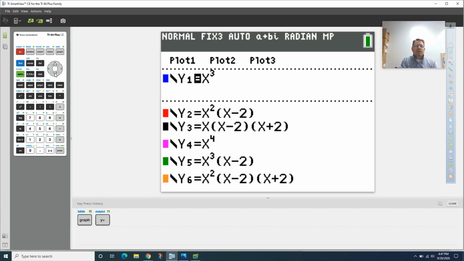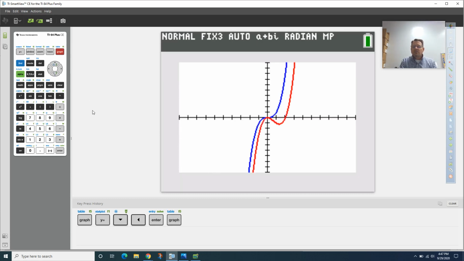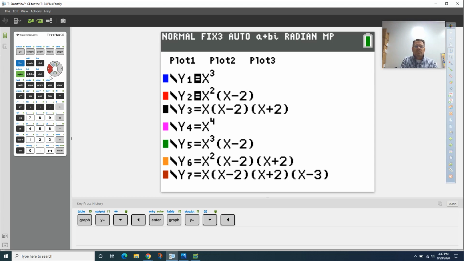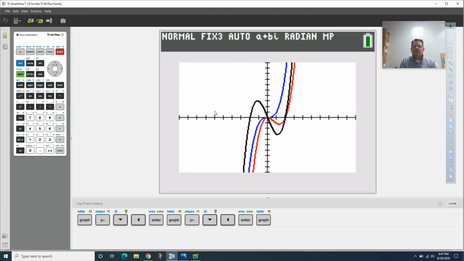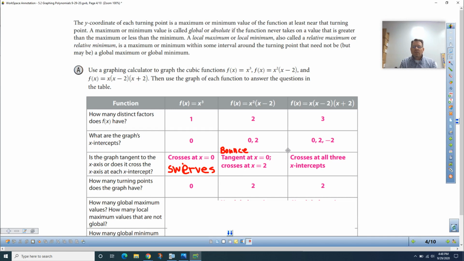So now I'm going to come down and turn that dude on. Let's take a look at that. See, there's the bounce, and then there's the through, the red one. Let's come back over here, and let's turn this next one on. See, I just went over to the y equals, hit enter, and now when I hit graph, you can see it too. And see, look, it went through -2, through 0, and +2, just like it says right there. And you can also see the number of turns.